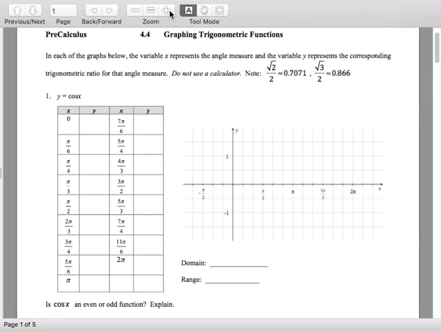All right, so what I was hoping you would be able to do is use your two triangles. I'm going to go ahead and label them now: the 30-60, my 45-45, and you're going to use your 4 points on the unit circle.